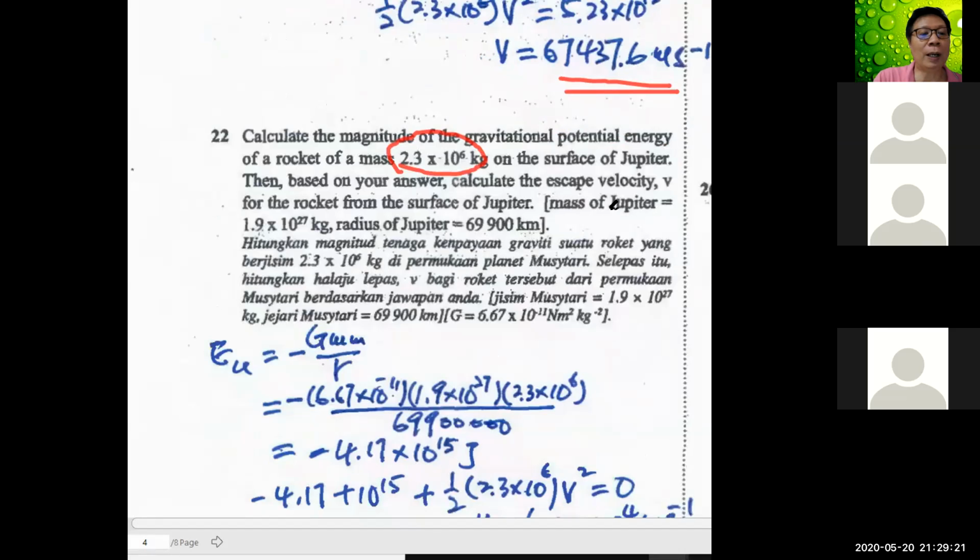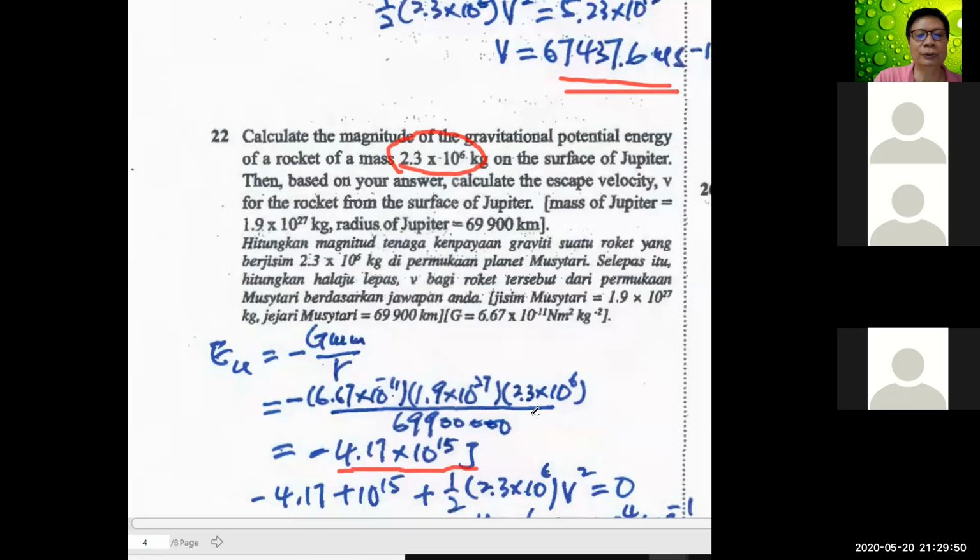The mass of Jupiter is given here. This one is the mass of the rocket. Both masses also have to be put in. Divide by the distance between them, R. The distance between them is the radius of Jupiter. Change to meters, use a calculator, then you get this value. This is the value of gravitational potential energy, right?